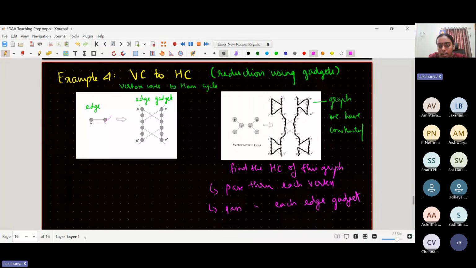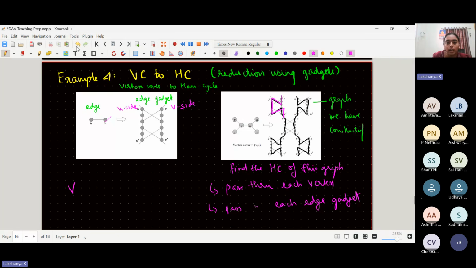Whenever I enter an edge gadget, whichever side I am entering, this is the V side, this is the U side, I will make a note of that, and I will continue on my Hamiltonian cycle. That's what I'm going to do. So we will do that here. I'll take probably yellow color. I will start from here. Are you able to see the thing I'm drawing on the diagram?